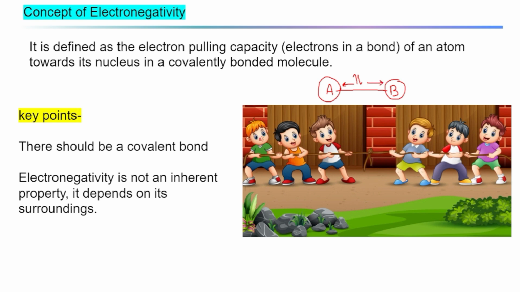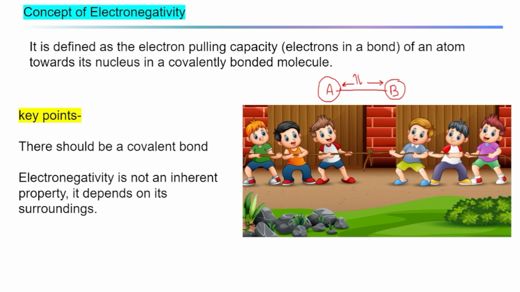So this is exactly how we play this rope pulling game. This atom is pulling these electrons to its side, and this atom also wants to pull the electrons to its side. Now, whoever is stronger, let's suppose B is stronger, if B can pull these electrons to its side, we will say the electronegativity of B is higher than the electronegativity of A.